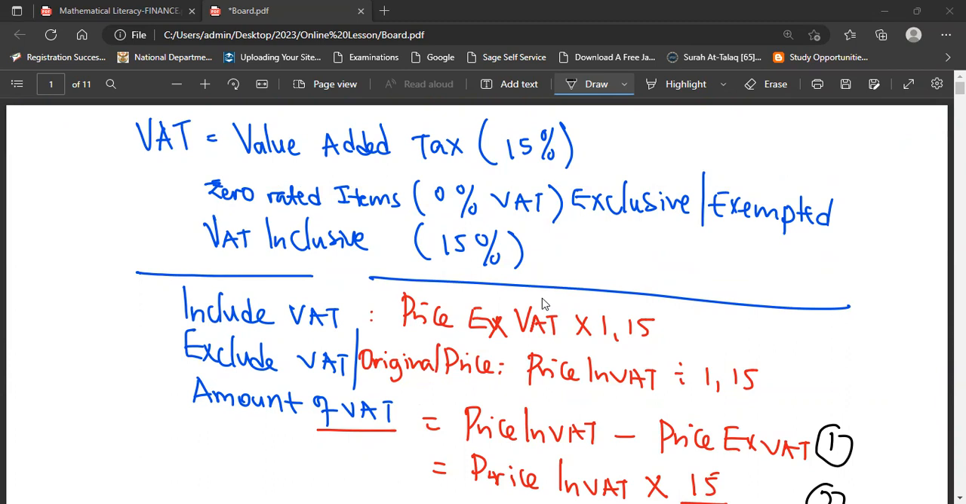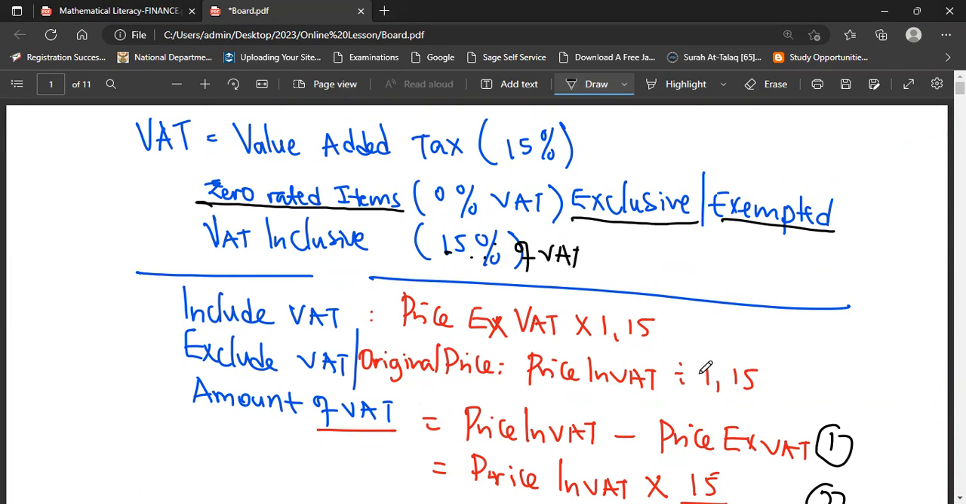Let's look at VAT, which stands for value added tax. VAT is charged on items. Some items have VAT, others don't, and the items without VAT we can say are called zero-rated VAT items, or VAT exclusive items, or VAT exempted items. Then those that include VAT, we say they are VAT inclusive items. So they have 15% of VAT together.